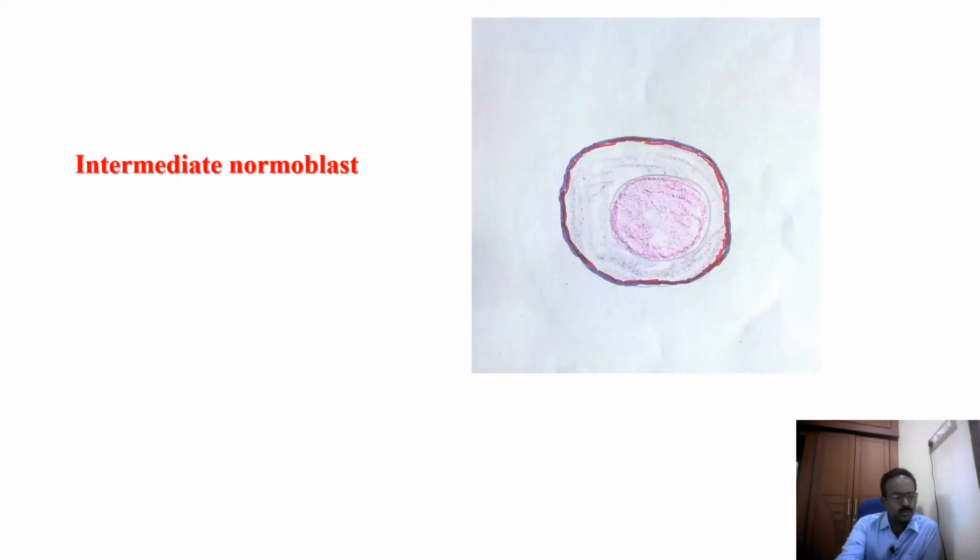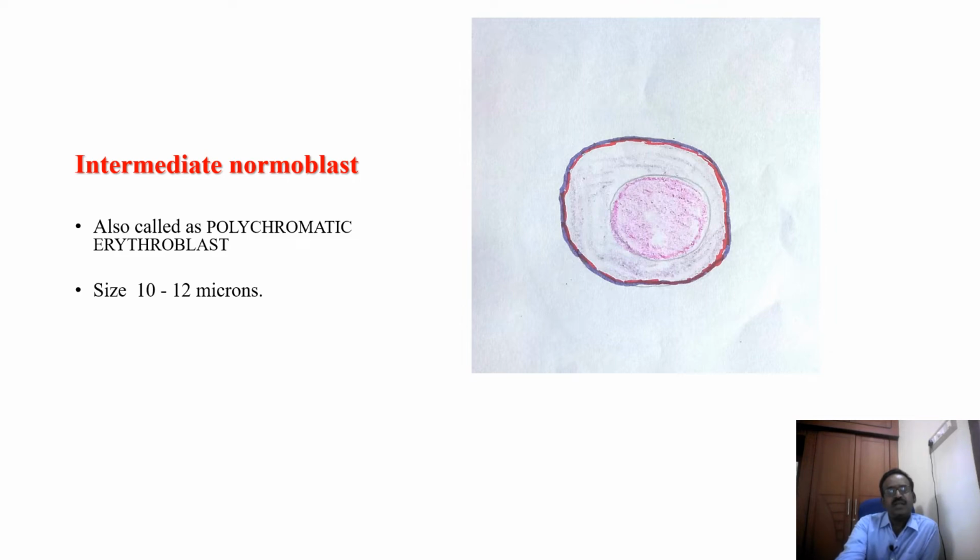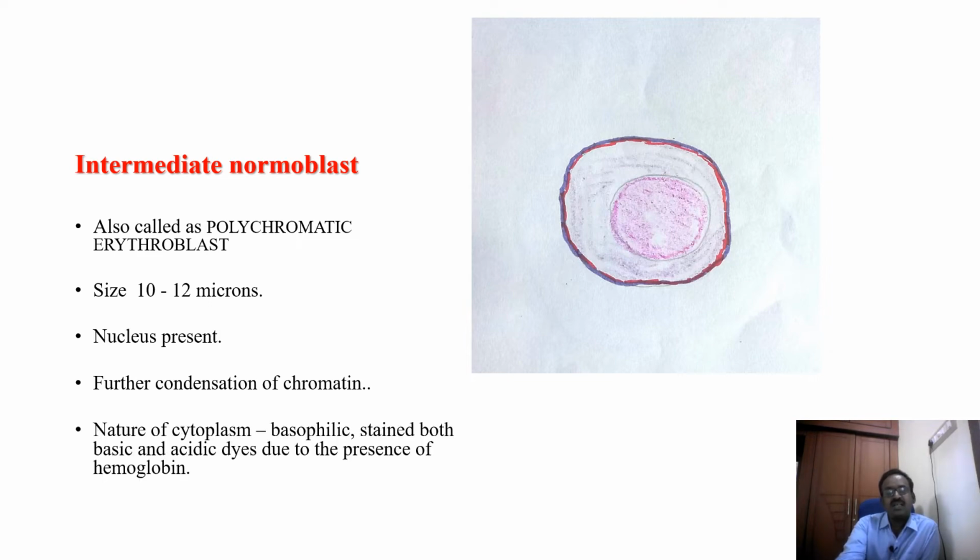Intermediate normoblast is otherwise called the polychromatic erythroblast. The size of the intermediate normoblast is 10 to 12 micron. The nucleus is still present. Mitosis is sluggish. Hemoglobin synthesis increases in this stage, and further condensation of the chromatin occurs. The cytoplasm is stained with both basic and acidic stains due to the presence of hemoglobin.